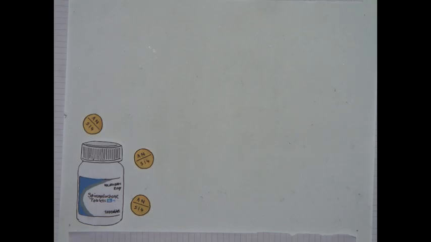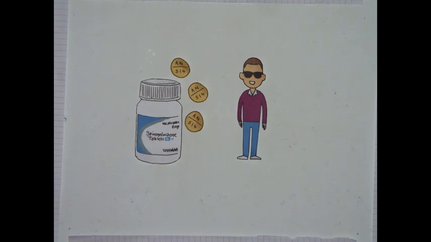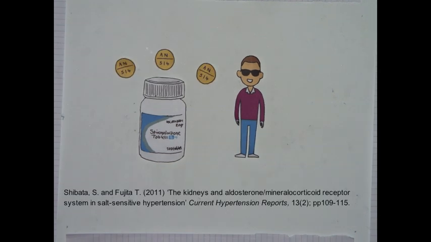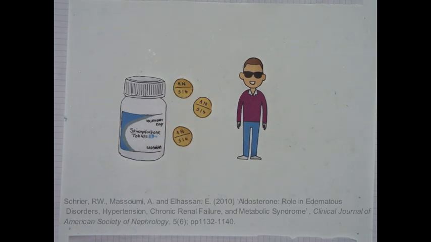To summarize, spironolactone is a drug that stops the actions of aldosterone by acting as a competitive antagonist at the mineralocorticoid receptors. This is an important treatment as the activity of aldosterone can cause many diseases such as edema and hypertension, which, if left untreated, can lead to further complications.